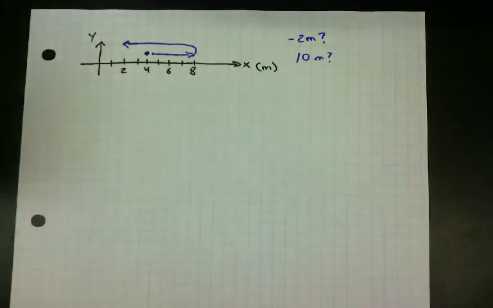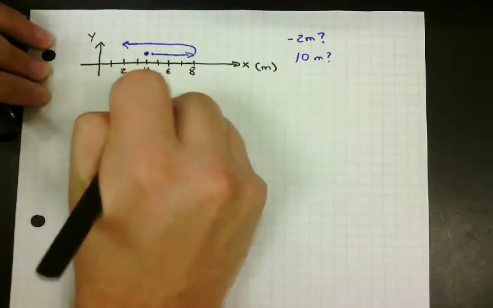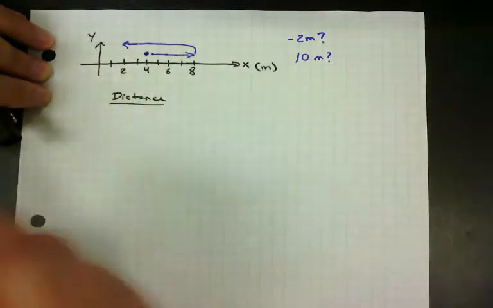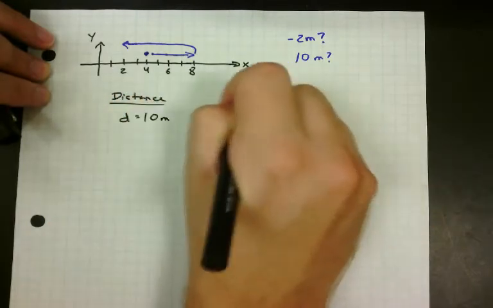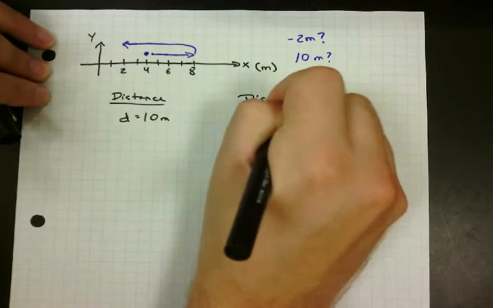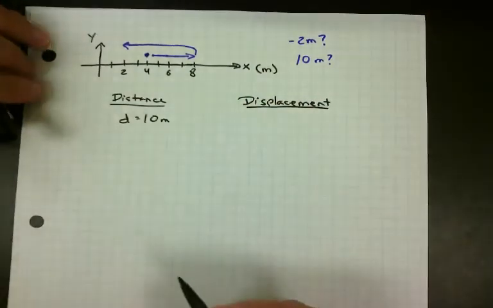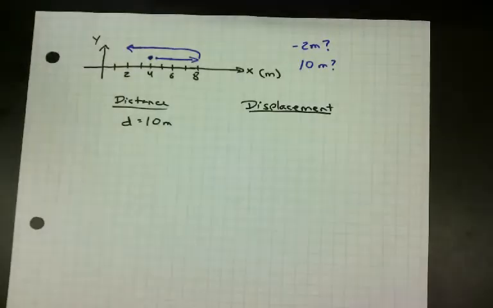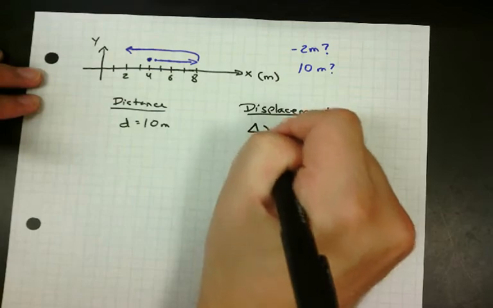So in physics, if the answer was 10 meters, we're going to refer to that as the distance. And the symbol for distance is just d. So the distance traveled in this case was 10 meters. But there's another word that we're going to use, which is the vector form to the answer how far, and we call that displacement. And displacement has a different symbol. The symbol we're going to use is delta x.